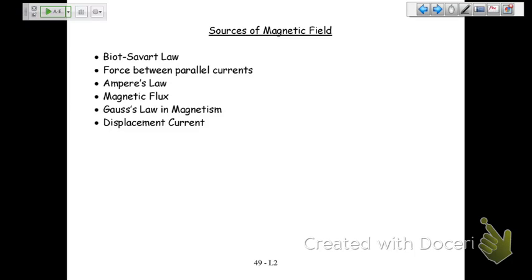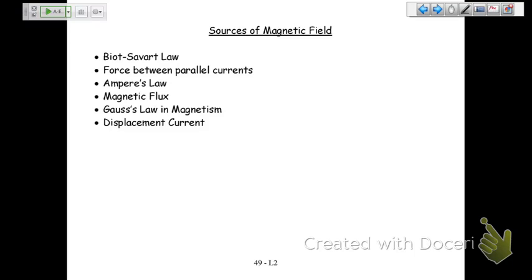And then we're going to use Biot-Savart law for various very stylized configurations. And then we're going to turn around and we're going to do force in parallel current-carrying wires. And we're going to talk about Ampere's law, which is another way of sorting stuff out. We'll introduce magnetic flux. We'll introduce Gauss's law for magnetism. And we'll introduce the displacement current.